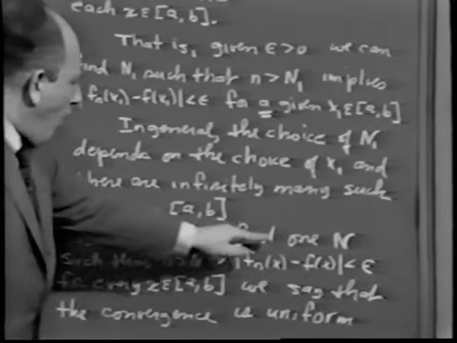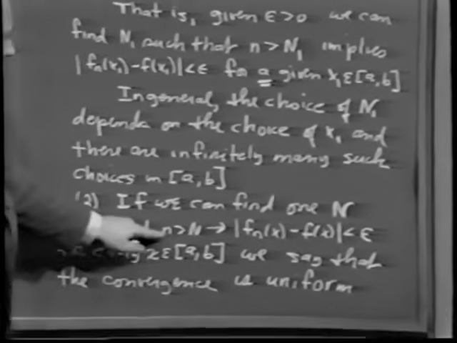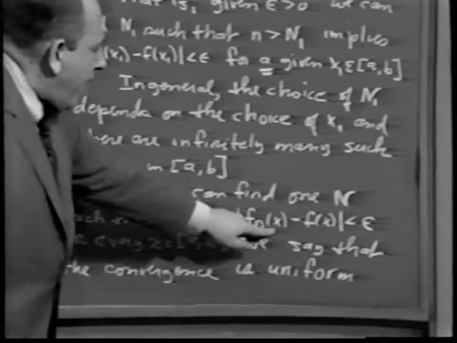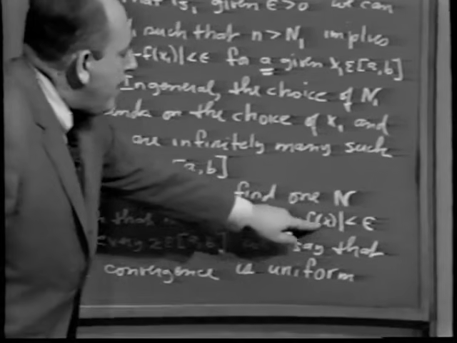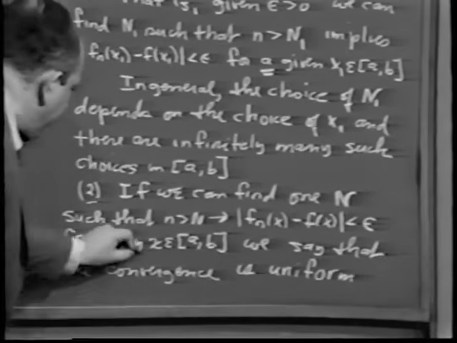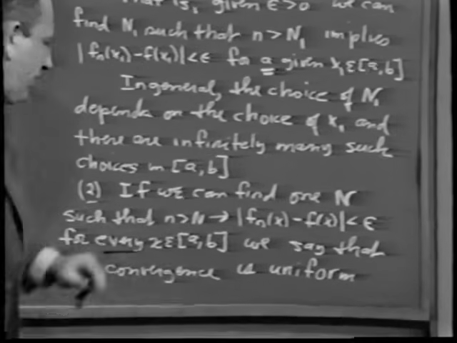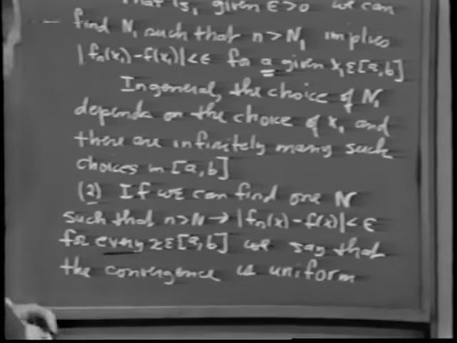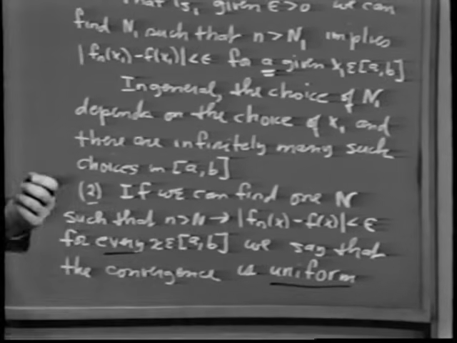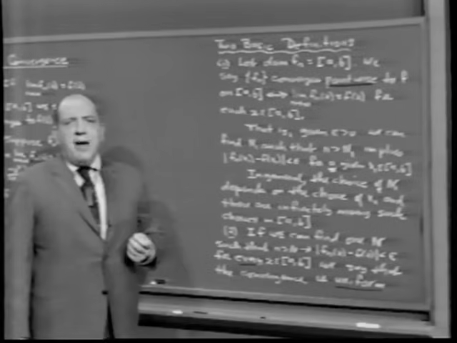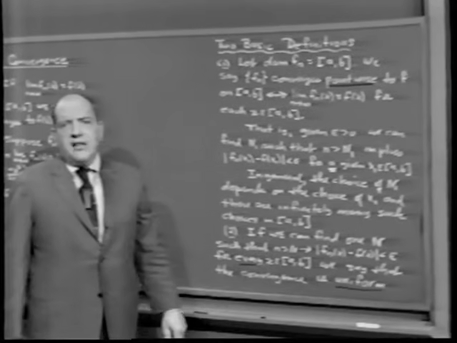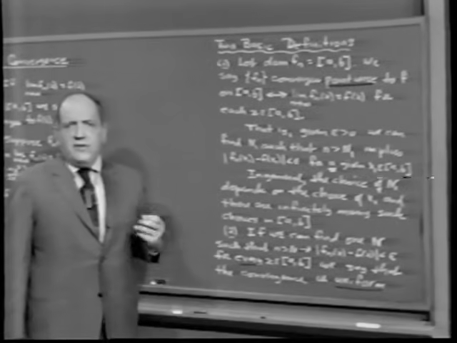If we can find one capital N such that whenever little n is greater than that capital N, the absolute value of f sub n of x minus f of x is less than epsilon for every x in the closed interval, then we say that the convergence is uniform. In other words, if we can find one N that makes that difference less than epsilon for the entire interval, then we call the convergence uniform.